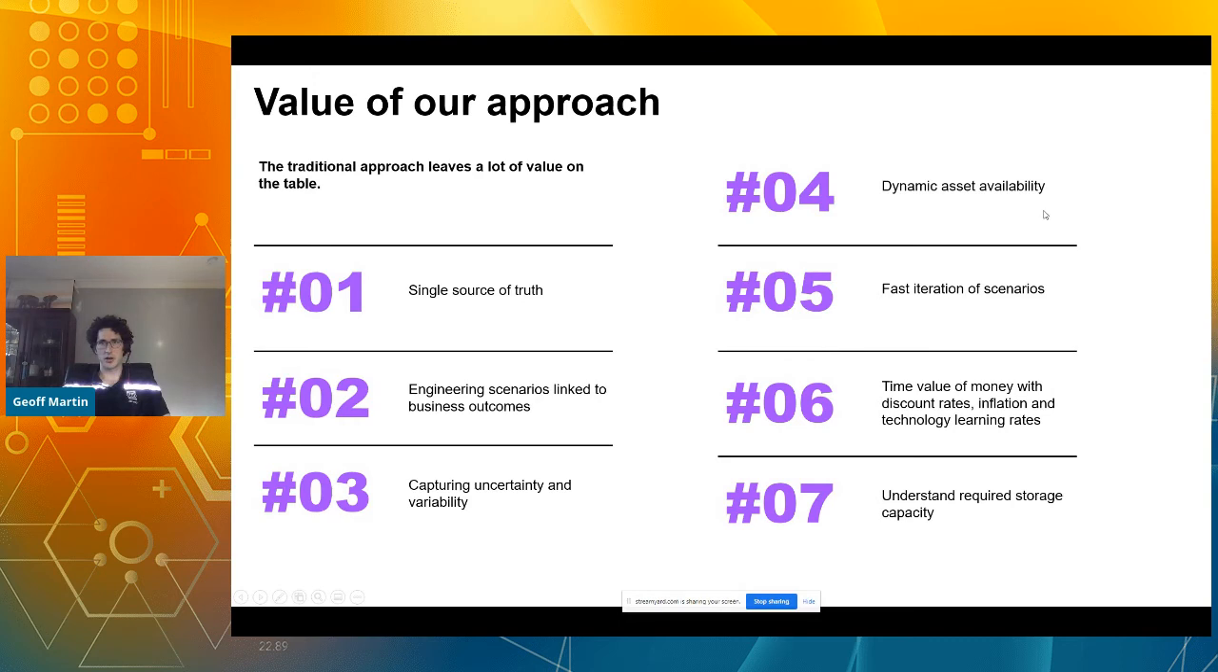As I mentioned earlier, dynamic asset availability. So you can really see, as you combine different parts of the supply chain, how they perform and capture the dynamic losses. Fast iteration of scenarios: just being able to switch things on and off and change capacity up and down, because we have business rules embedded in the model to say how the cost scales as we move capacity up and down. So we can do that really quickly.